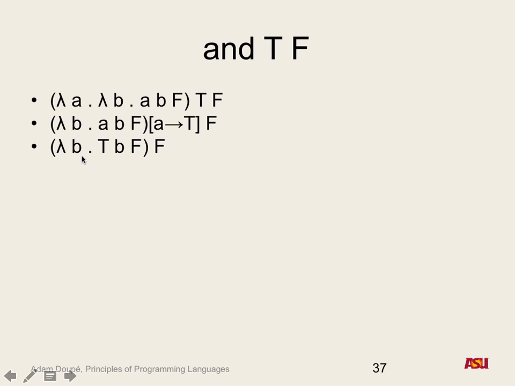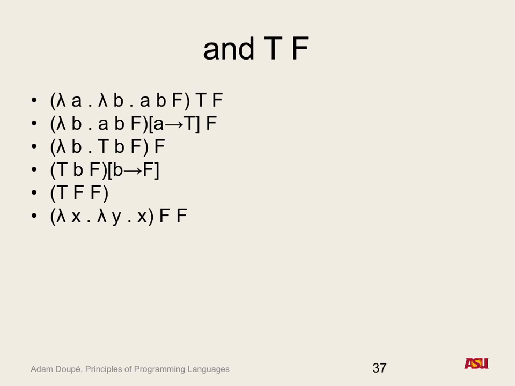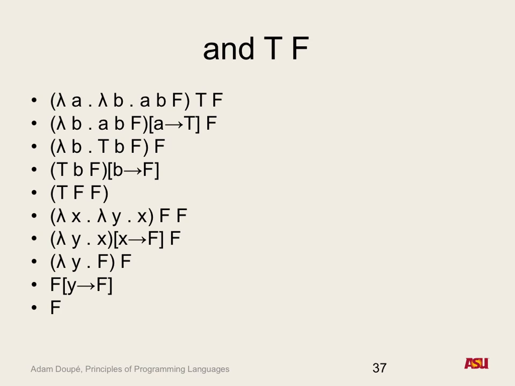And then now I need to replace all lambda b's inside here with false. So all three b's inside the body with false. I replace this b with false. I say true is a function that takes in two parameters and returns which one? First one. And I could even expand that out further if I wanted to. I'm going to get false.